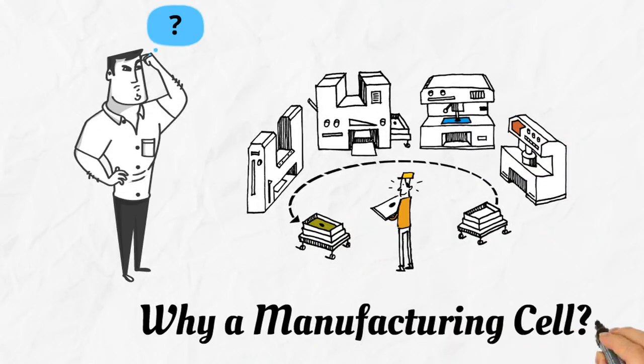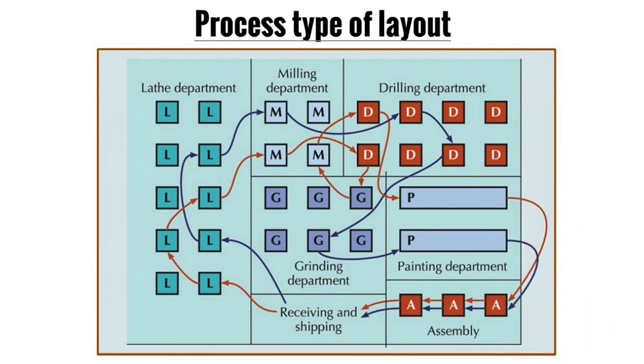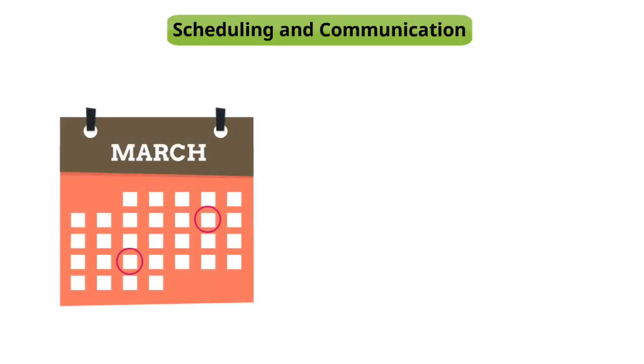Why a manufacturing cell? Let us look at why a cell is needed in place of the traditional manufacturing setup. The process type of layout does not help the production to flow, and, by design, it encourages overproduction. It simplifies scheduling and communication.